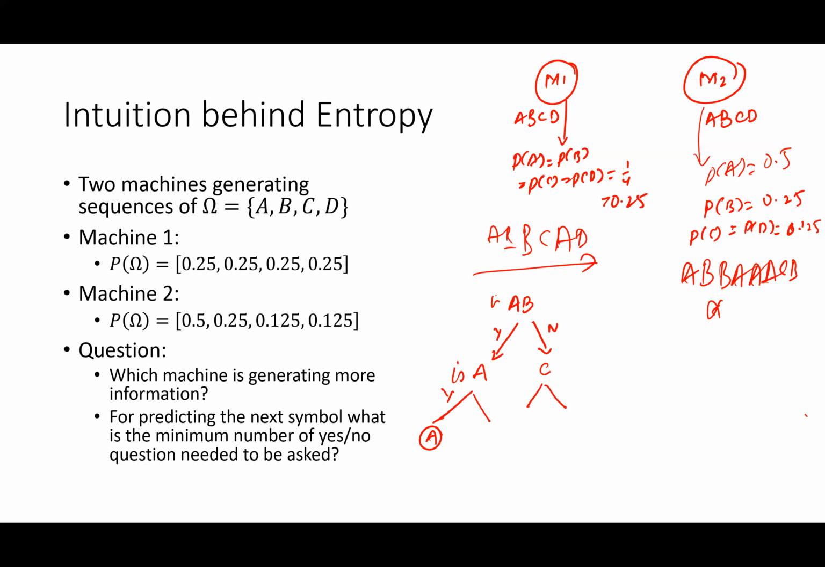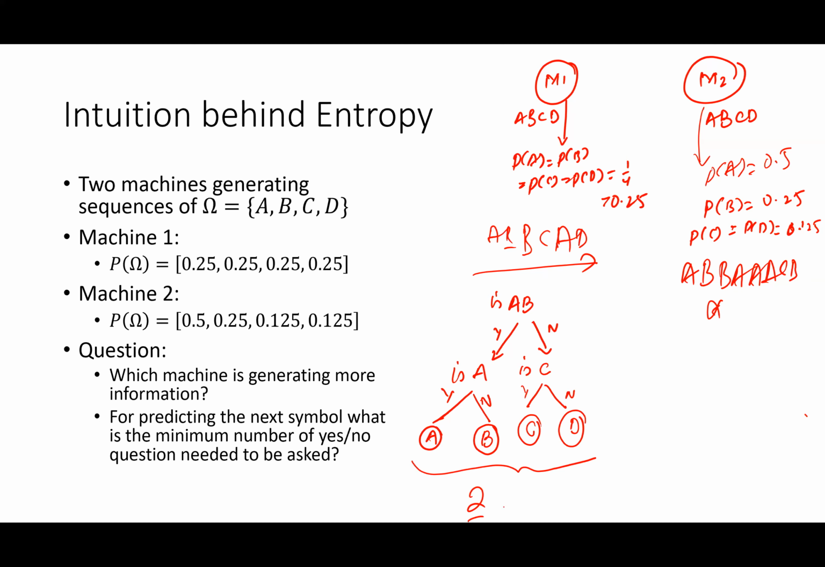Here, is it A? And if the answer is no, so initially it was A or B, and we got to know that it's not A, then that means it is B. Similarly here, if it is not either A or B, then we ask the next question, is it C? If it is yes, then the symbol generated is C. Otherwise, the symbol generated is D. Fine. So how many questions do we have to ask to predict the next symbol? Here in this case, we have to ask 2 questions.